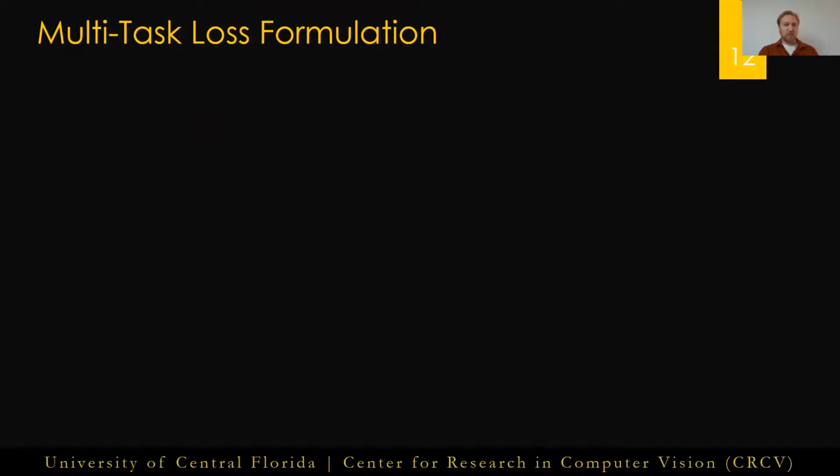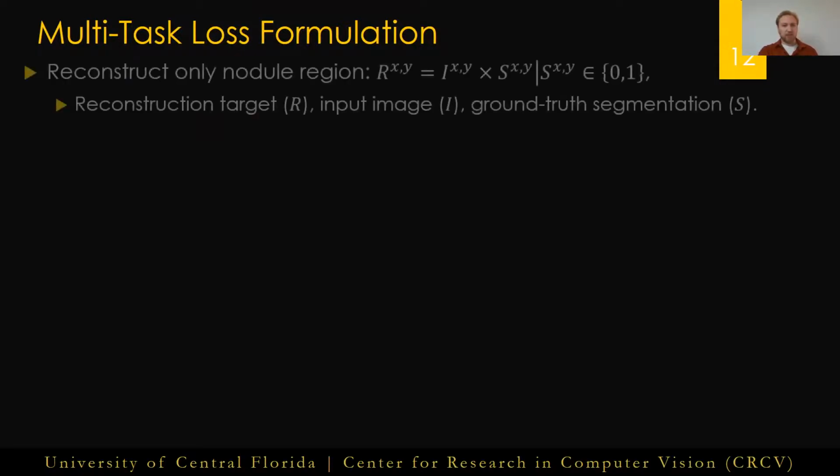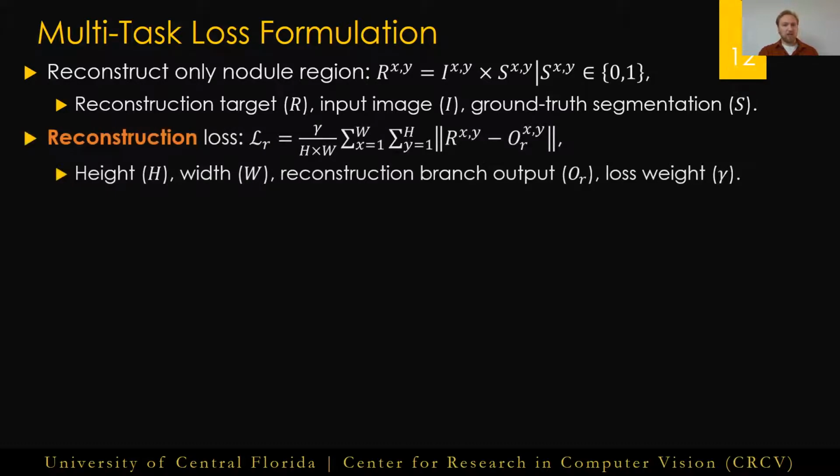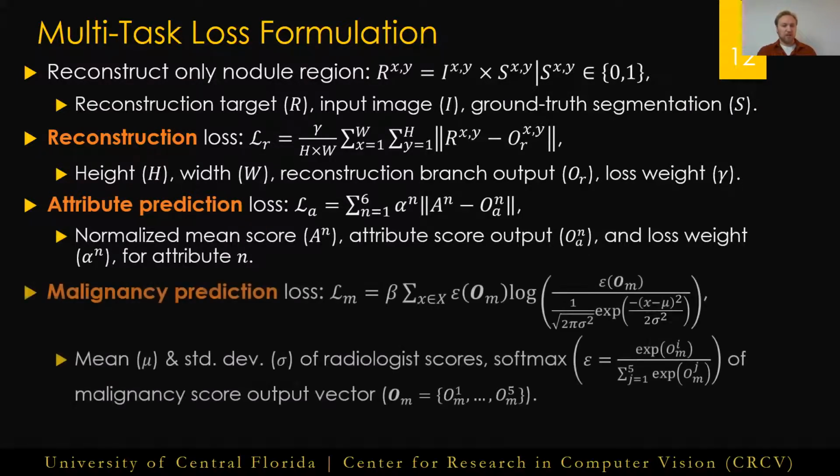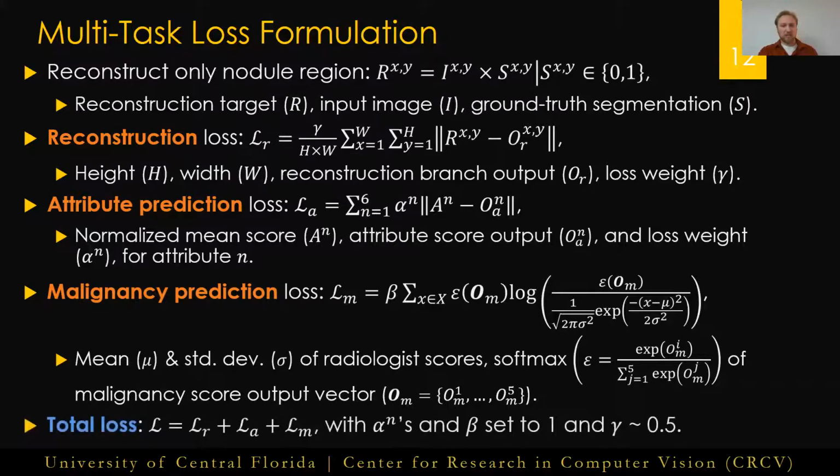XCAPS, being a multitask framework, has 3 losses in its overall objective function. First, for the reconstruction branch, we choose to reconstruct only the nodule region of the input, masked by the ground truth segmentation. We then compute the mean squared error between this and the reconstruction branch output. Next, for our 6 attribute predictions, we compute the mean squared error between the network prediction and the normalized mean of the radiologist scores for each attribute. And lastly, for predicting malignancy, we compute the KL divergence between a Gaussian distribution fit to the mean and variance of radiologist scores and the softmax over the malignancy output prediction vector. The total loss is the sum of these functions.